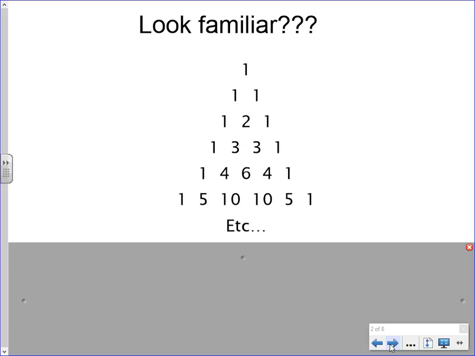We start with a 1. And then 1, 1. Then notice 1, 2, 1. We take these ones, we add them together to get this 2. All right? Then for the next row, we have 1. If we add 1 and 2, we get this 3. If we add 2 and 1, we get this 3. And then a 1. Next row, we take 1 and 3 to get 4. We take 3 and 3 to get 6. We take 3 and 1 to get 4. Do you see the pattern?